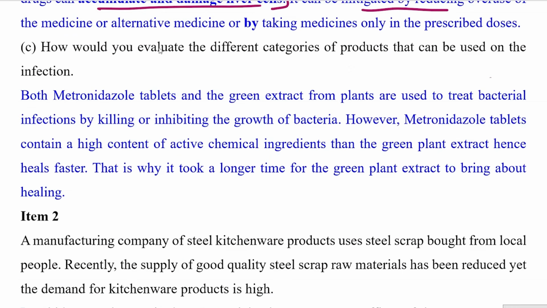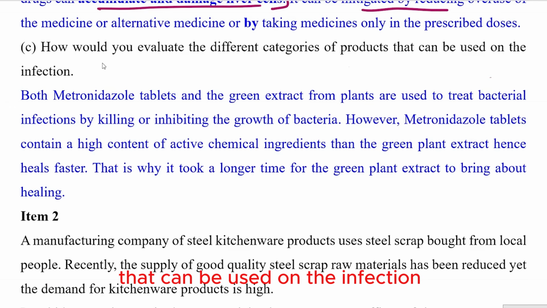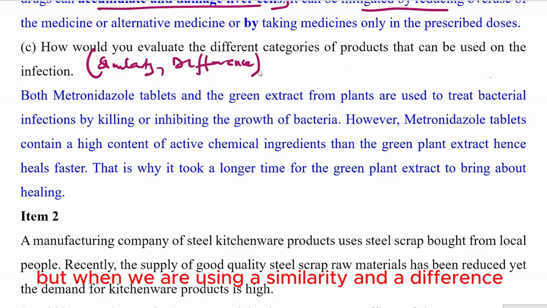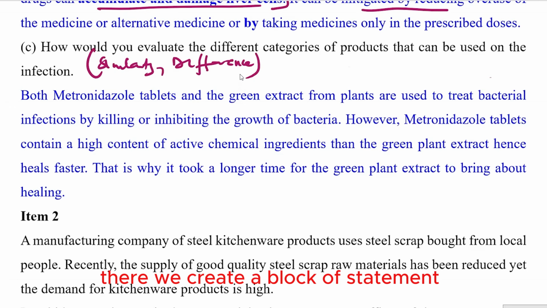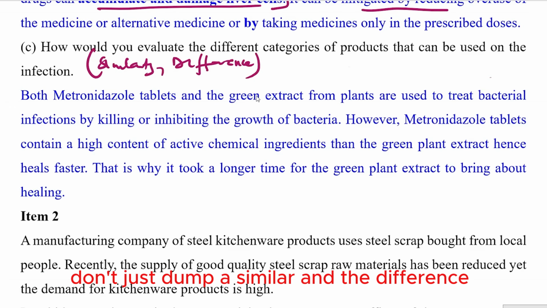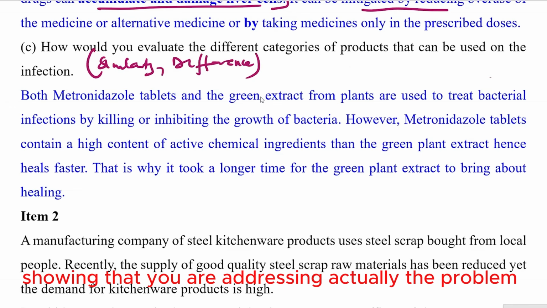So let's look at part C. How do you evaluate the different categories of product that can be used on the infection? So here we evaluate using a similarity and a difference. But when we are using a similarity and a difference, we don't just dump a similarity and a difference there. We create a block statement having a meaning to address the problem that the task is demanding. Don't just dump a similarity and a difference. Create a meaningful statement showing that you are addressing the problem.